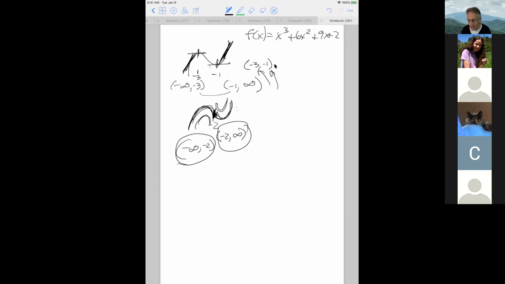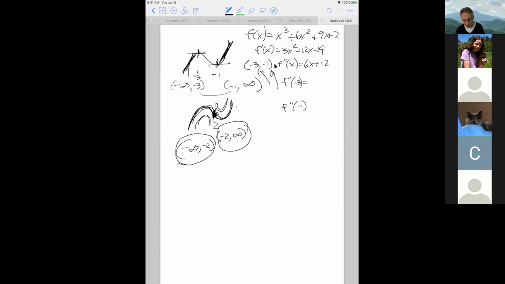When you use the second derivative test, what you plug into the second derivative are the critical points. So you take the second derivative and plug in -3 and -1. Let's look at this quickly. The derivative is 3x squared plus 12x plus 9, and the second derivative of x is 6x plus 12. So the second derivative test is you plug in -3 and -1: f double prime of -3 and f double prime of -1.